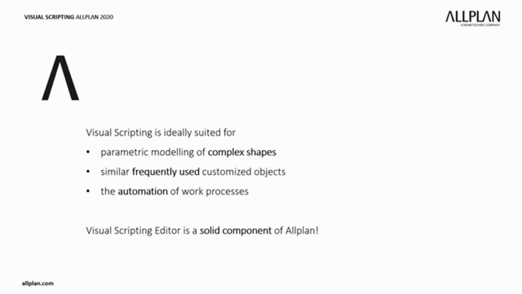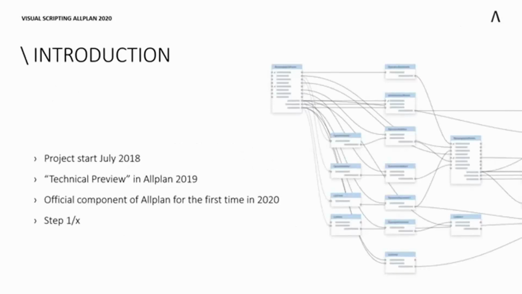And the good thing for everyone is that the visual scripting editor is a solid component of ALLPLAN. So no additional program is necessary. The project start was in July 2018, and already in ALLPLAN 2019, we offered a technical preview. And in 2019, visual scripting is an official component of ALLPLAN for the first time. So it's step one of an ongoing project.